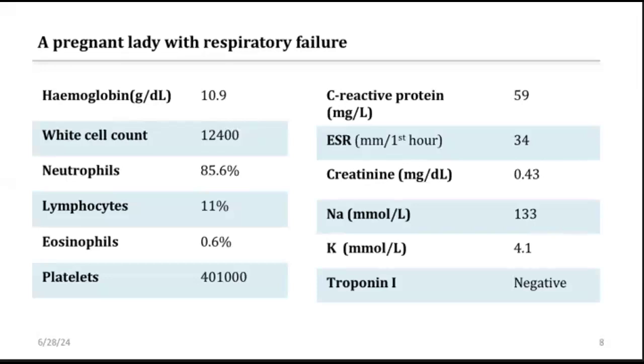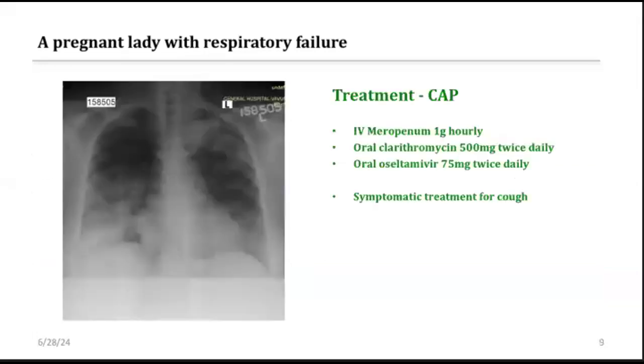So we requested initial blood tests: hemoglobin 10.9, there was mild neutrophil leukocytosis, ESR 34, CRP 59, troponin was negative, and on electrolytes, there was mild hyponatremia. And this is the chest X-ray. What do you see in this chest X-ray? So you see here, there are bilateral basal dominant patchy consolidations.